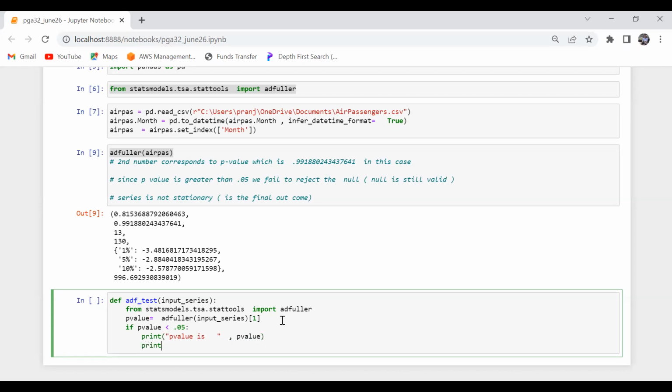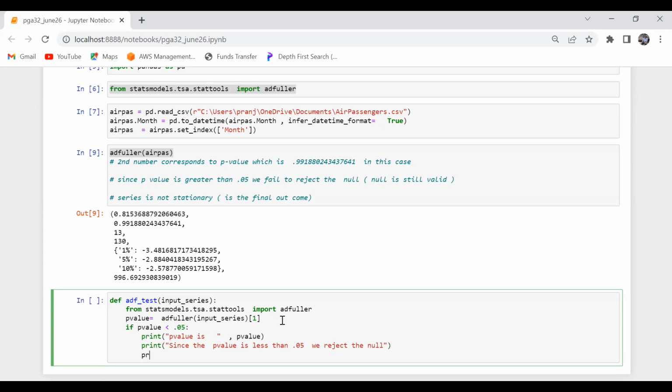Okay, print since the P value is less than 0.05, we reject the null. Print series is stationary. Okay.